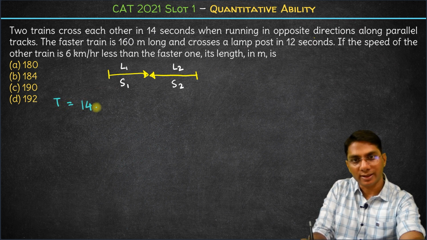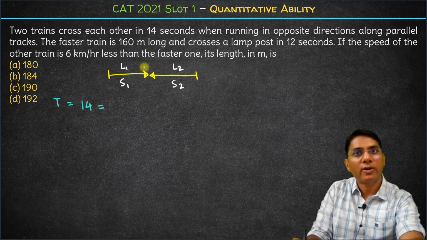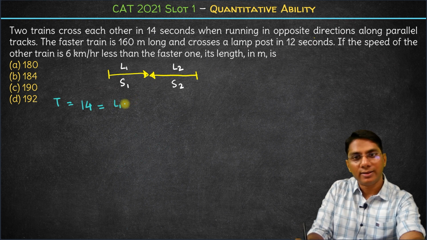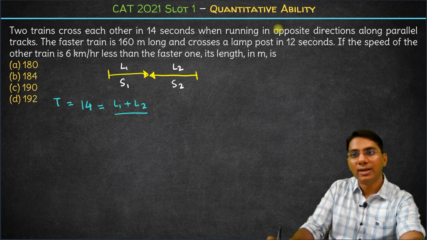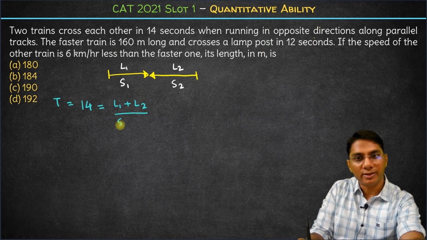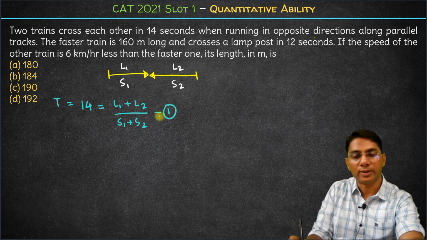is given as 14 seconds, and we know the time taken for trains to cross each other is the sum of the lengths of the two trains divided by their relative speed. Since they are going in opposite direction, relative speed will be S1 plus S2. Let's call this the first equation.